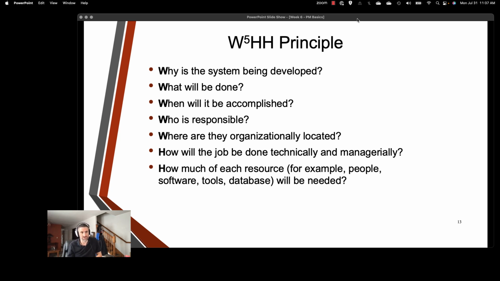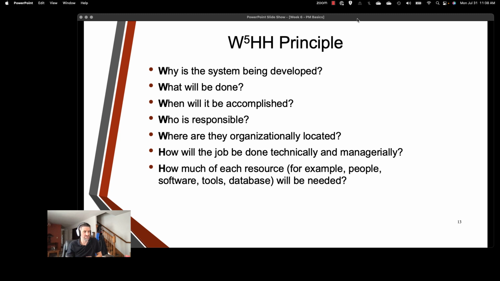When will it be accomplished? Now we're doing scheduling, figuring out what can be done in a reasonable amount of time. Who is responsible? This is important. Who is responsible if the project fails? Who is responsible if it succeeds? Who is responsible for what different parts? Where are they organizationally located?